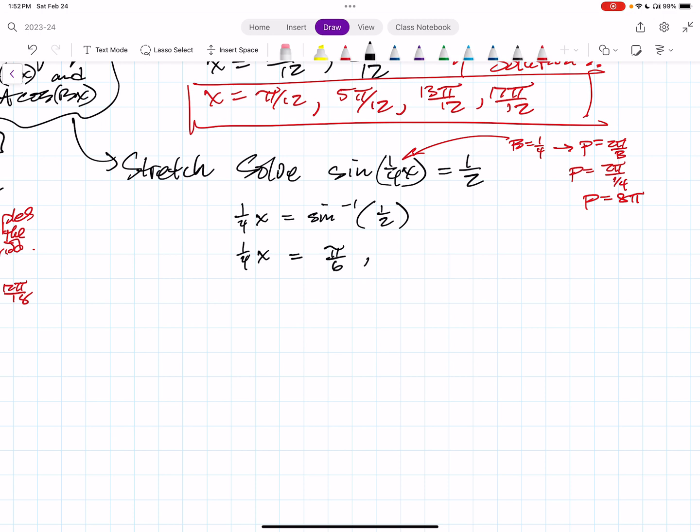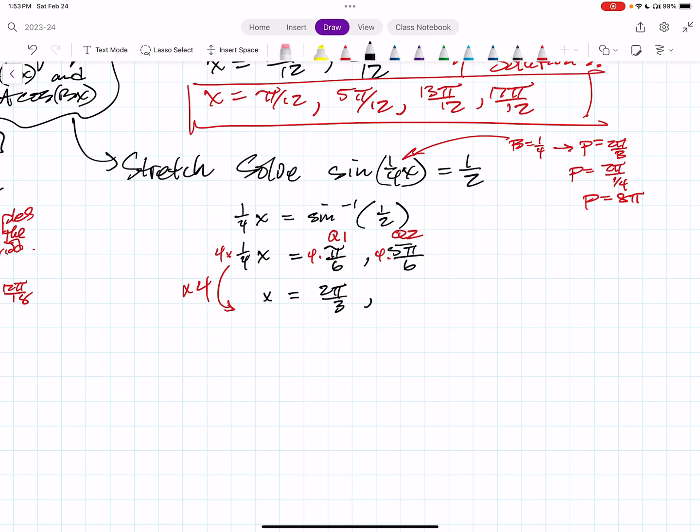So our initial solutions that we start off with are pi/6 and 5pi/6. Again, this is a quadrant 1 and quadrant 2 initial solution. But these are solutions for 1/4 x, not x. So we have to multiply. To solve for x, we've got to multiply by 4 and then simplify. So here we've got to multiply everything by 4. So 4 times pi/6 is 2/3 pi, so x is equal to 2 pi thirds.